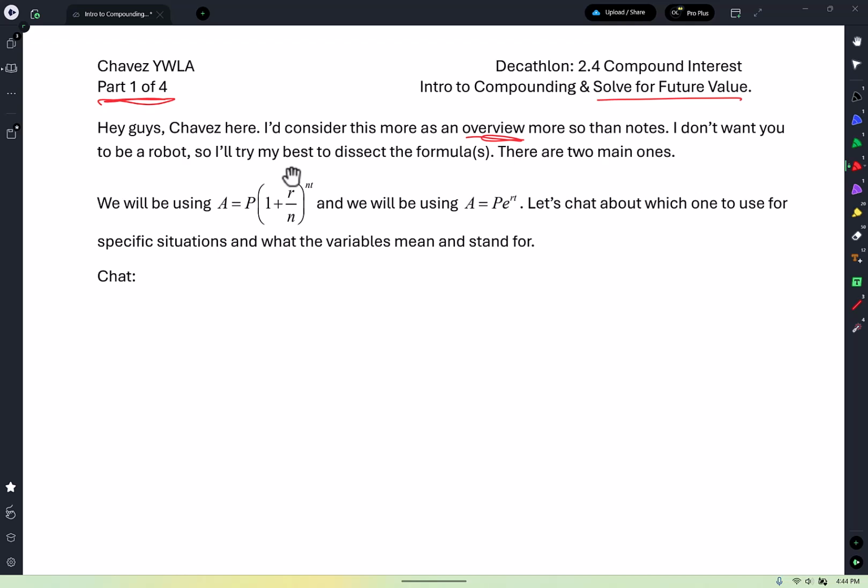I think you cover this in Algebra 2, maybe even Algebra 1, when you're doing exponential functions. Specifically, we're going to be talking about money, right? Like how much money you have in your account after so many years. So we'll be using this formula and this formula, but this formula really is pretty much the same as this one. Let's chat about specifics of more or less where this comes from.